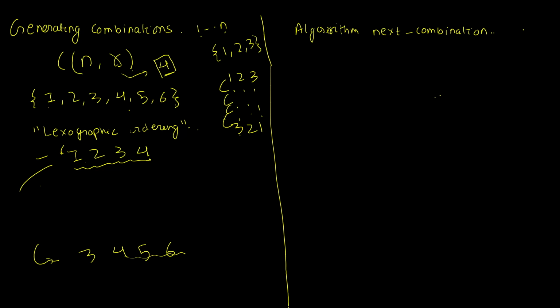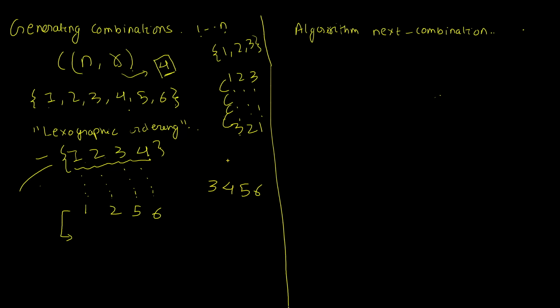And I know that I start with this one, 1, 2, 3, 4, and end with this one, 3, 4, 5, 6. Now let's assume that somewhere in my process, I reach this combination 1, 2, 5 and 6. And our question is, what should be the next combination after 1, 2, 5, 6? Let me remove this from here and I'll write it here. 3, 4, 5, 6 is going to be my last combination.